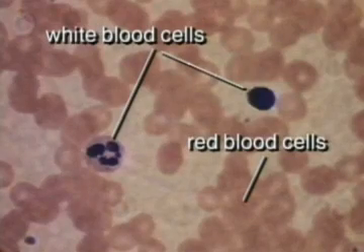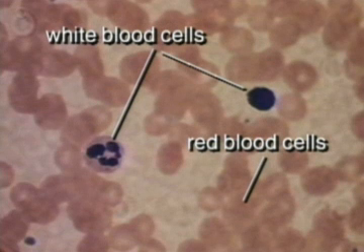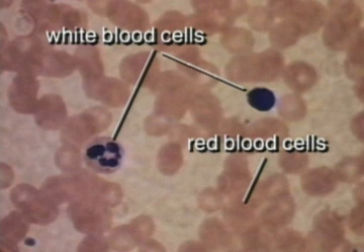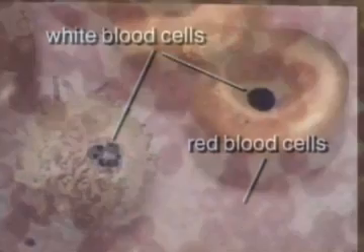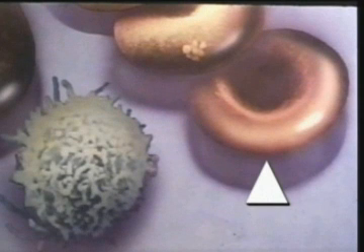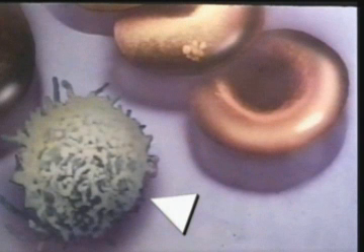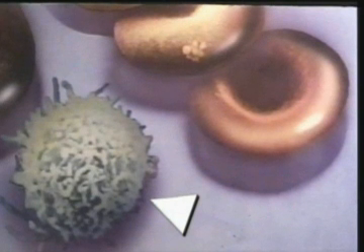Blood consists of a fluid, the plasma, in which are suspended red blood cells, white blood cells, and cell fragments called platelets. Red blood cells' major role is the transport of oxygen. White blood cells help defend the body against disease-causing agents such as bacteria and viruses.